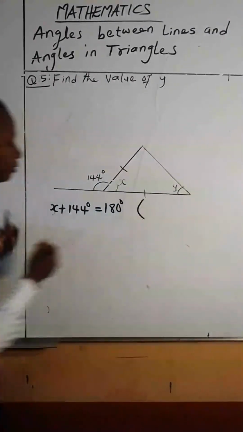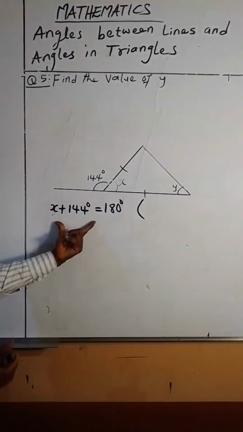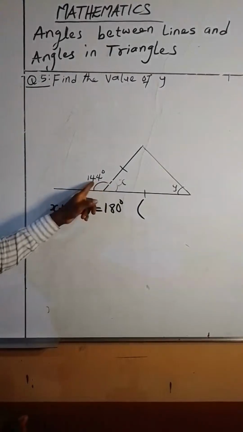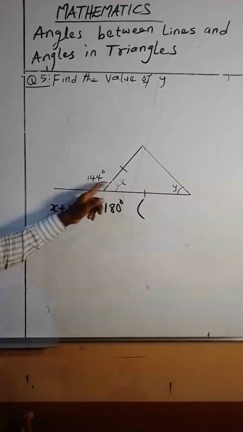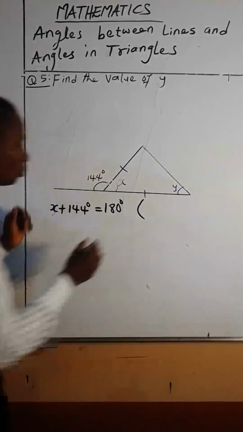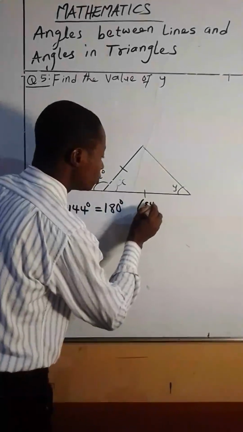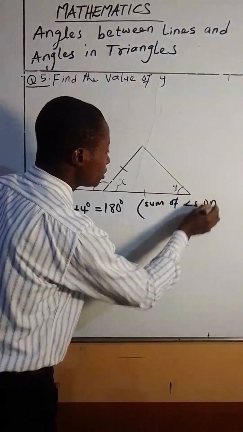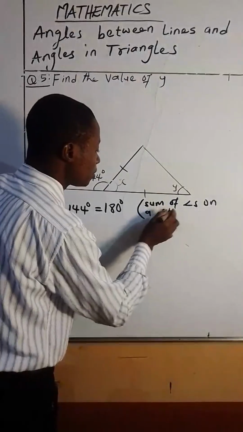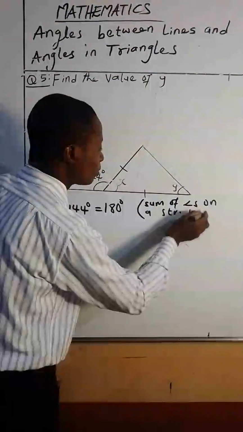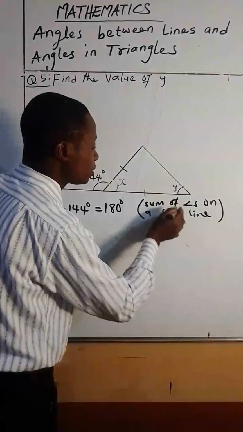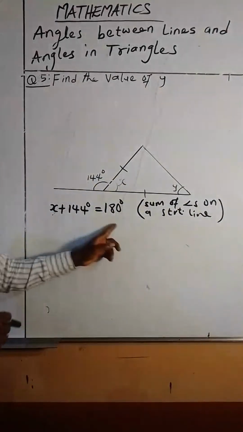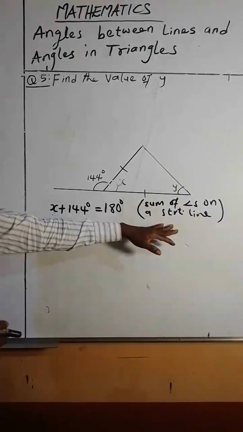And I'm sure we know the reason, same reason: angles on a straight line. These are the sum of angles on a straight line. Since they are adjacent angles on a straight line, they are neighboring angles. So we call this one sum of angles on a straight line. That is what this means. So this is sum of angles on a straight line, and they must be adjacent angles.